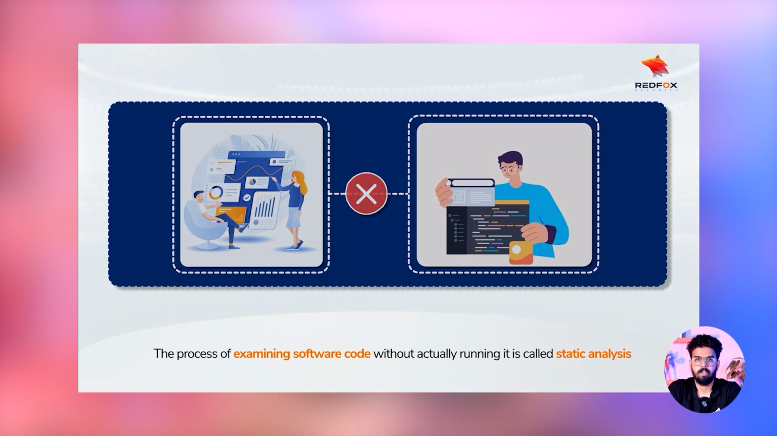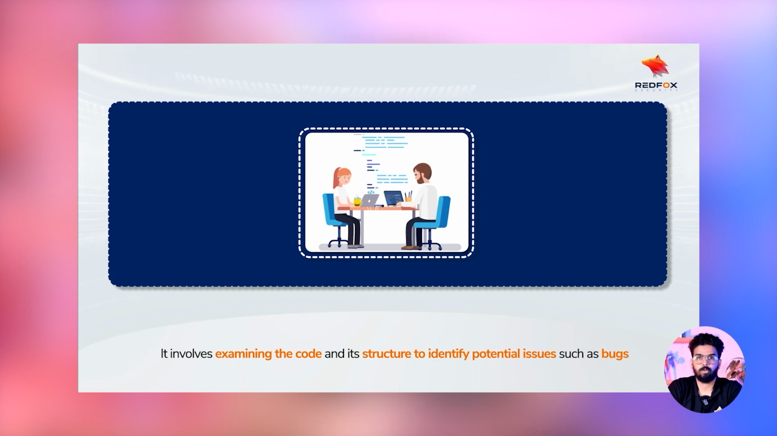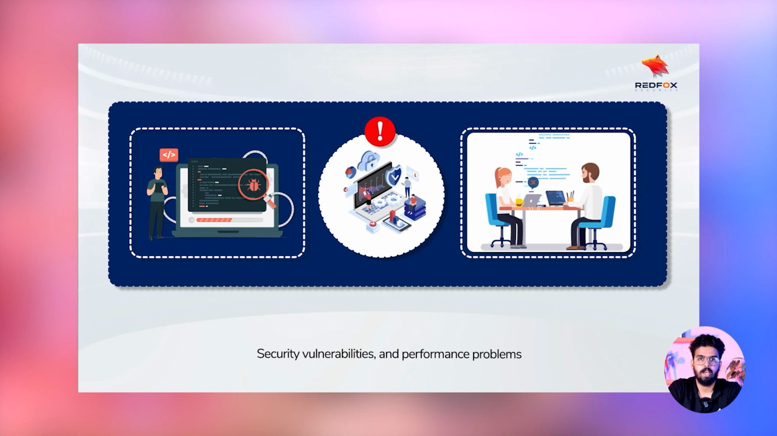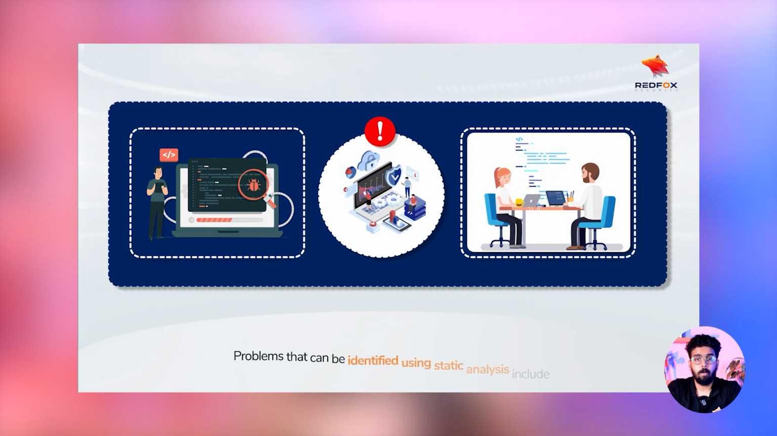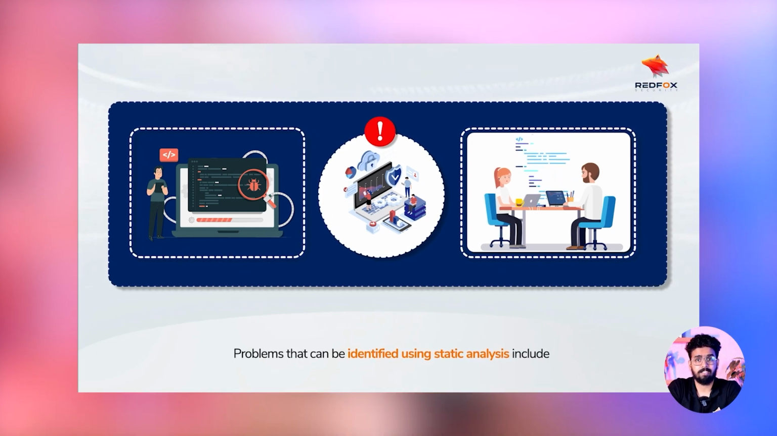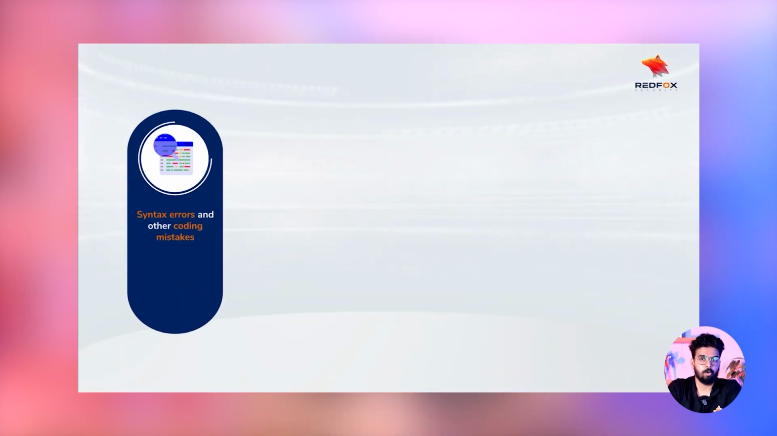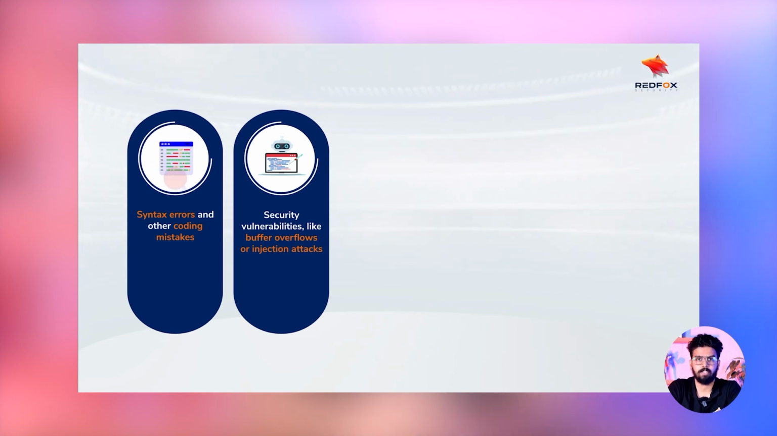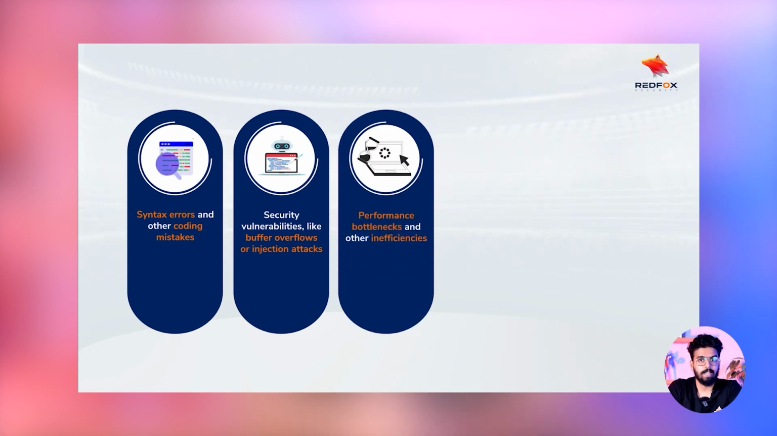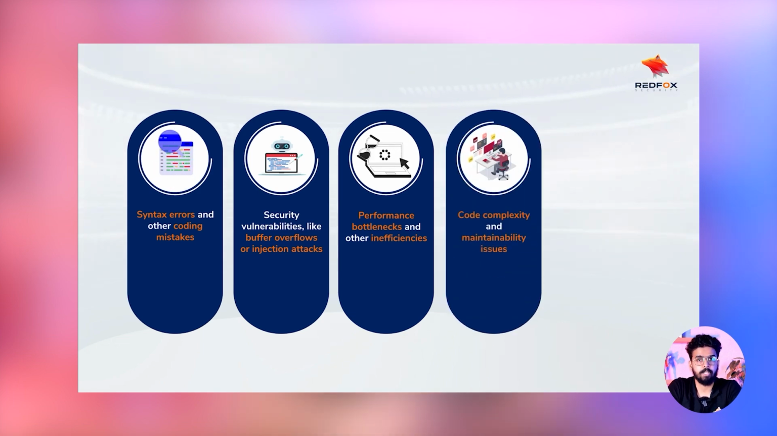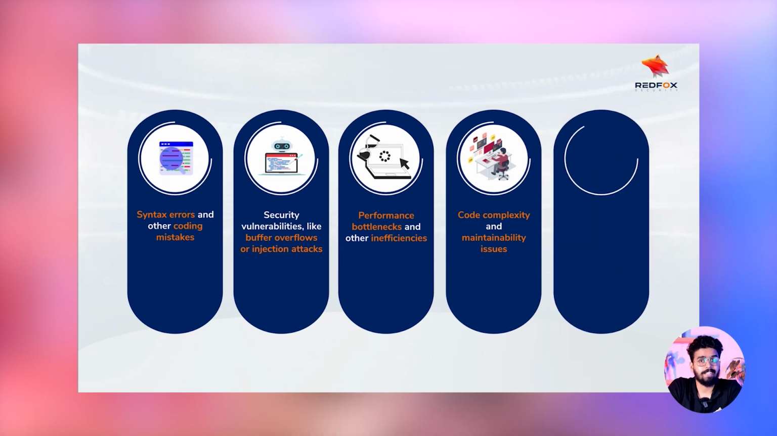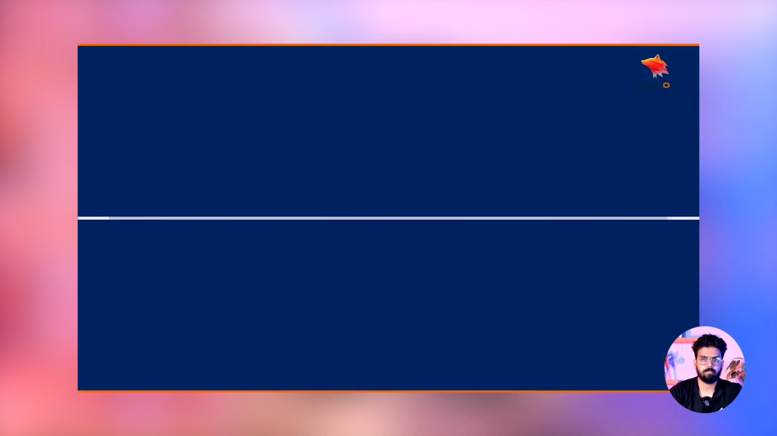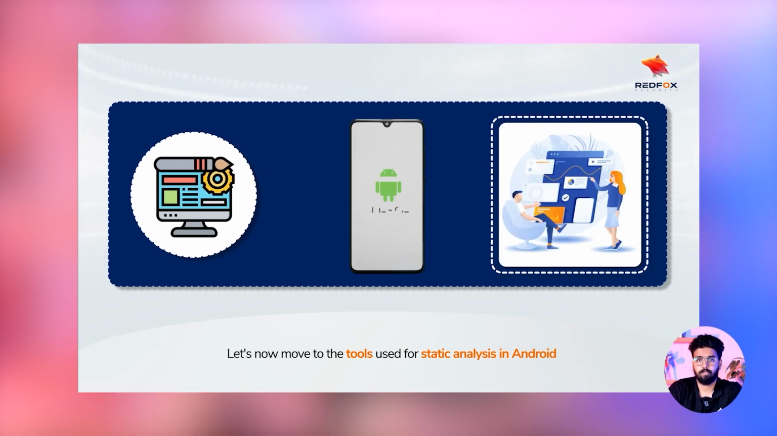static analysis. It involves examining the code and its structure to identify potential issues such as bugs, security vulnerabilities, and performance problems. Problems that can be identified using static analysis include syntax errors and other coding mistakes, security vulnerabilities like buffer overflows or injection attacks, performance bottlenecks and other inefficiencies, code complexity and maintainability issues, compliance with coding standards and best practice. Let's now move to the tools used for static analysis.